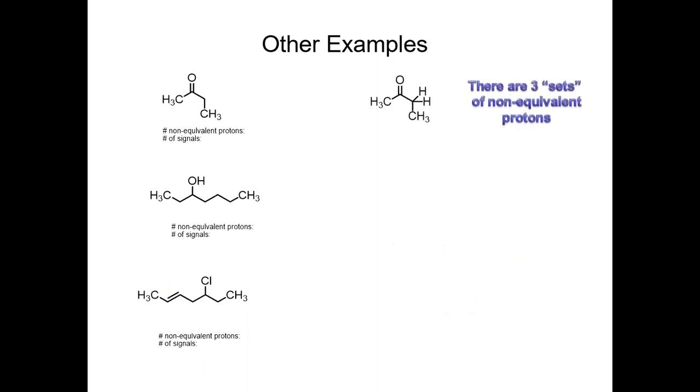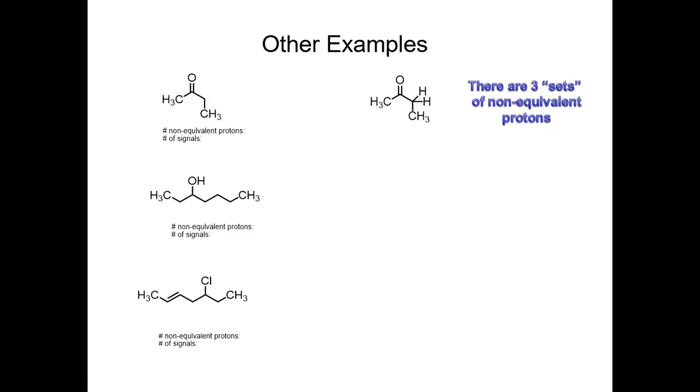All right, so let's look at some other examples, right? So you can see in this first example, we have 3 sets of non-equivalent protons. None of these hydrogens are identical, right? So these 3 are identical to each other, but compared to the other 2 sets of protons, they're different, right? So you've got 3 sets of non-equivalent protons. How many signals should I get? 3. 3 signals.